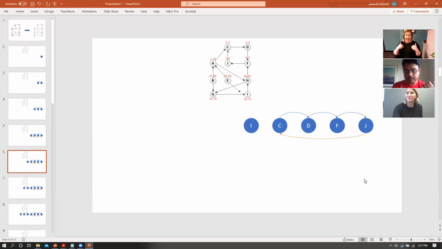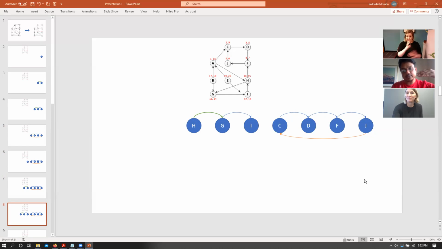Then we come to I, that is the next post visit number in the sequence. Then we come to G, then we come to H. Now we have two trees, where HGI is one tree and CDFJ is another tree. We are still exploring using DFS. We are not done yet, but this would be an example where a particular graph gives you two trees.